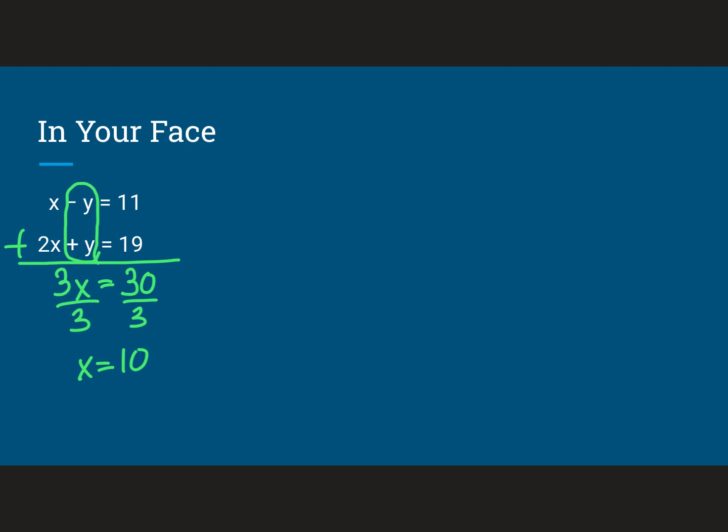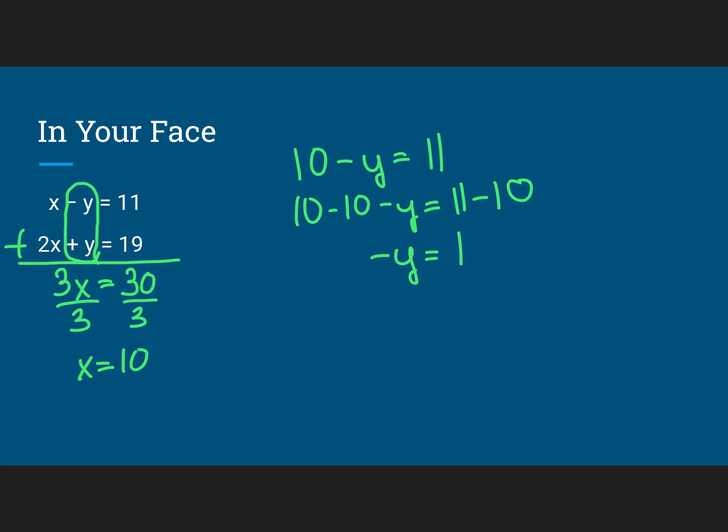So then I'm going to use the top equation. So I have 10 minus y equals 11. So I'm going to subtract 10 from both sides. So I have 10 minus y equals 11 minus 10. So that gives me negative y equals 1. Divide both sides by negative 1 to get rid of the negative. I get y equals negative 1.